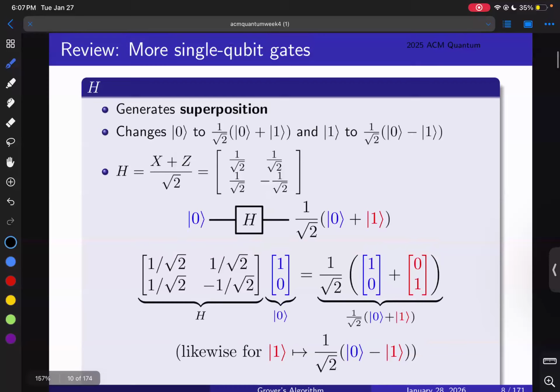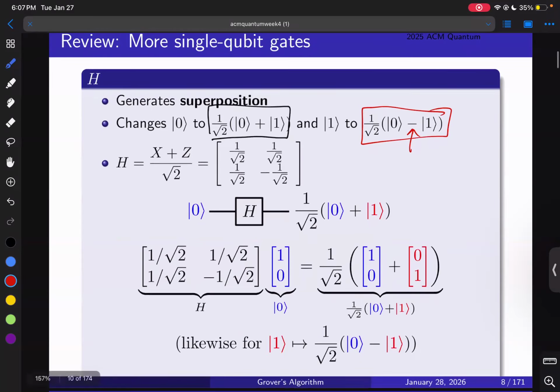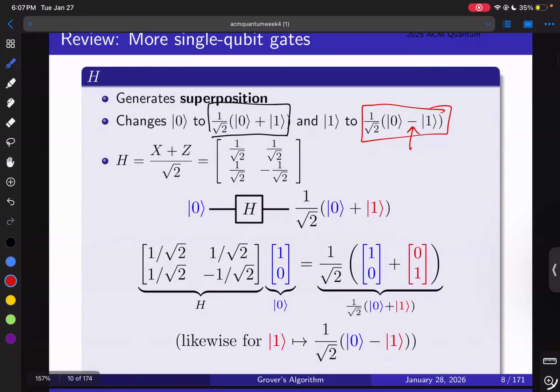Hadamard will generate superposition. If you apply H on the 0 state, you'll get this equal superposition of 0 and 1. If you apply H on the 1 state, you'll also get an equal superposition, but with the minus sign in the middle. Questions so far on the single qubit gates?